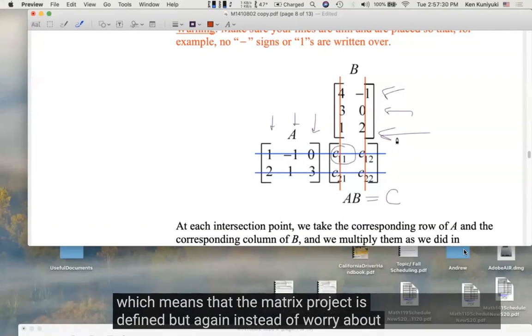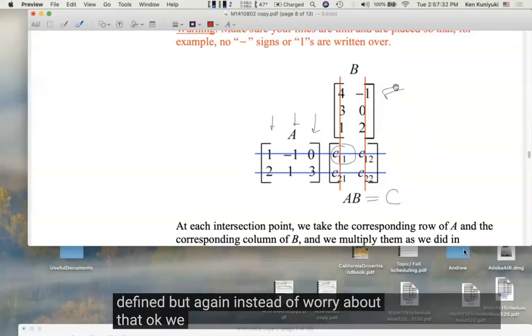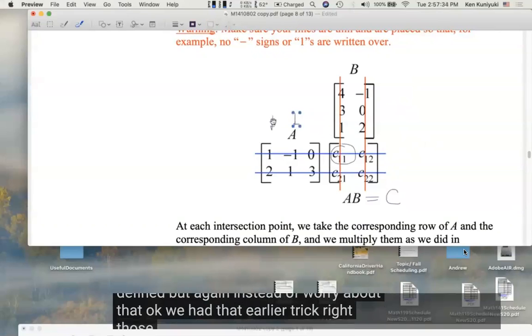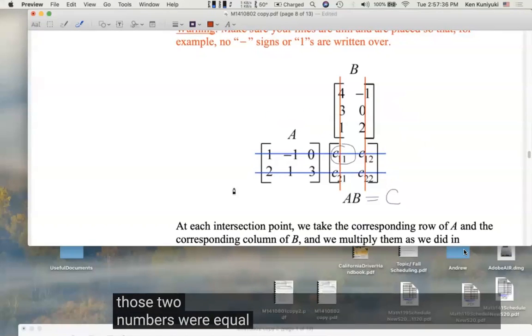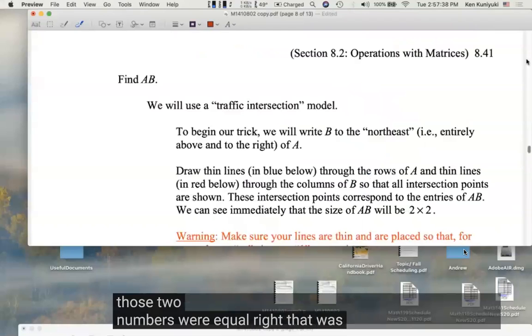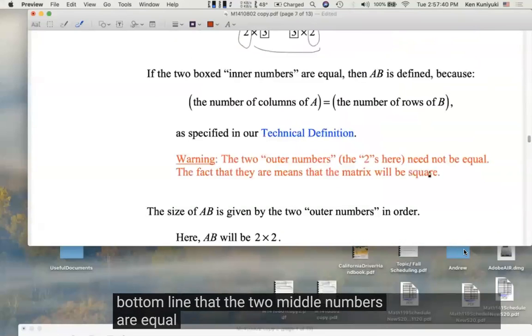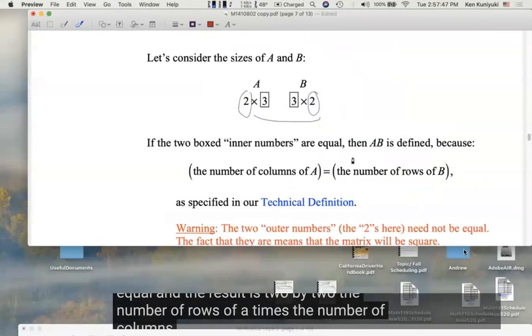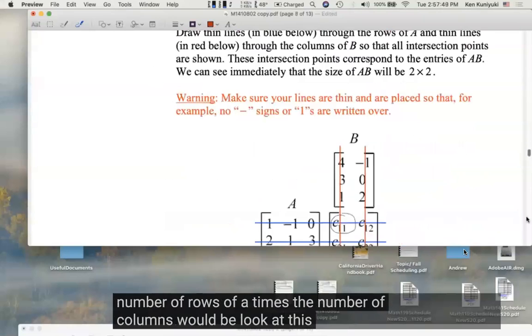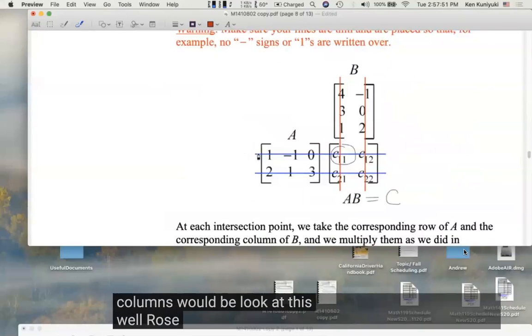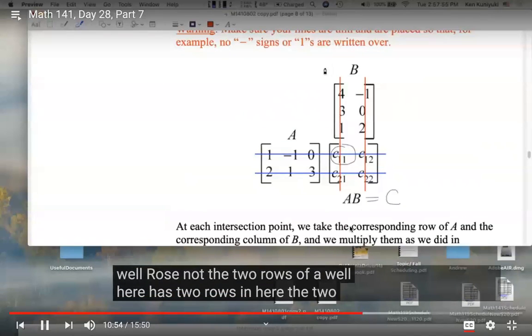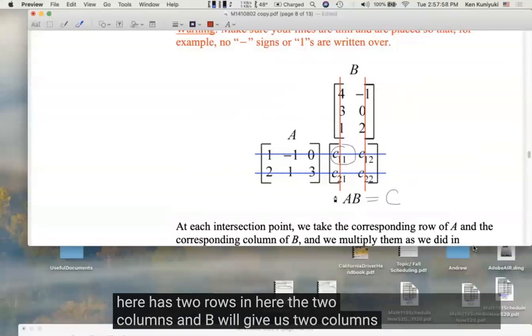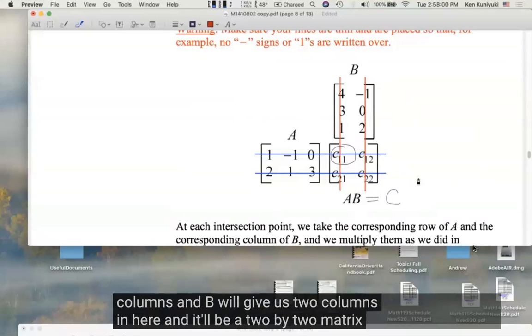But again, instead of worrying about that, we had that earlier trick, right? Those two middle numbers were equal. That was the bottom line. The two middle numbers are equal. And the result is 2 by 2, the number of rows of A times the number of columns of B. The 2 rows of A will give us 2 rows in here. The 2 columns in B will give us 2 columns in here. And it'll be a 2 by 2 matrix.